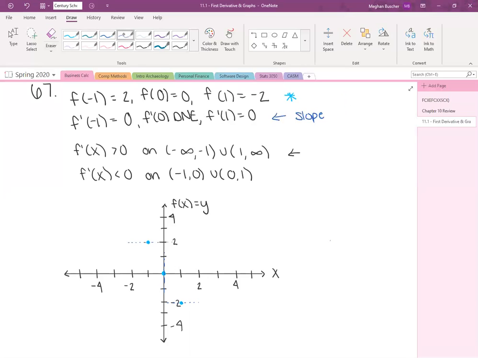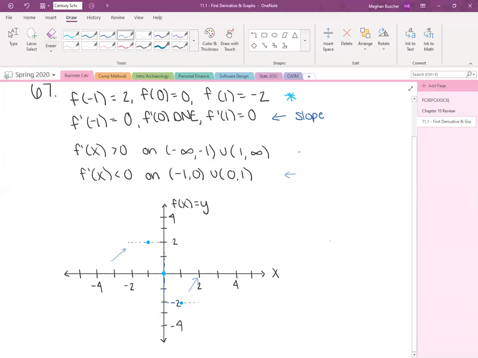So actually I did change my mind. When we have a positive slope from negative infinity to -1, we're increasing there. And then 1 to infinity, we are increasing again. I like drawing these little dashes and these little arrows to kind of give myself a rough outline of a sketch.